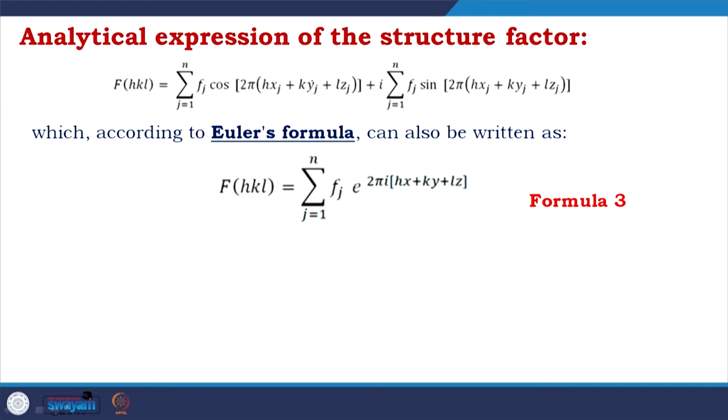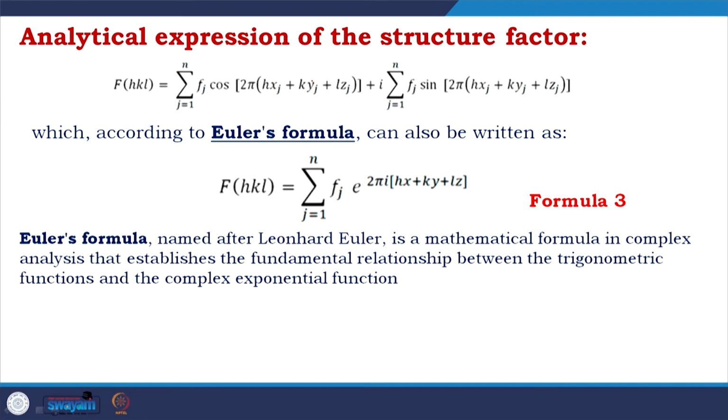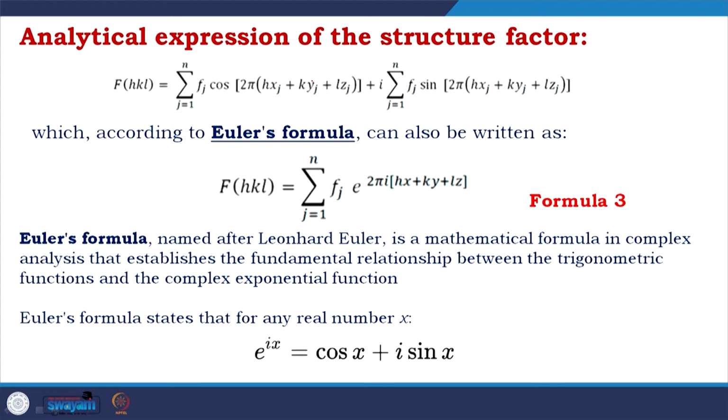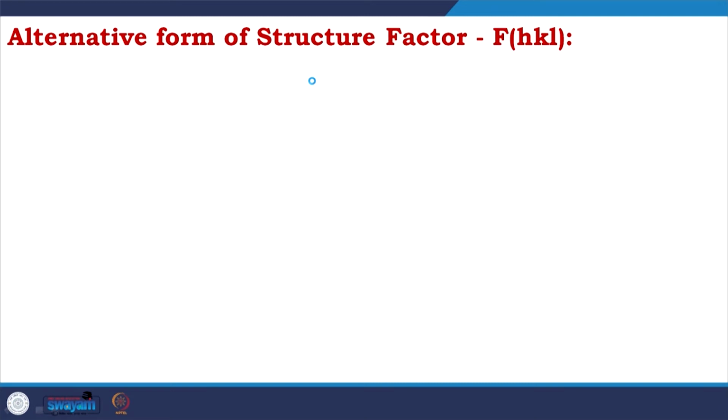So, this is called formula 3, and Euler's formula is what we used for the conversion. It is named after Leonhard Euler, a mathematician who developed this formula in complex analysis. It establishes the fundamental relationship between the trigonometric functions and the complex exponential function, which states that for any real number x, e to the power ix equal to cos x plus i sin x. So, now you could understand how we do the transformation.